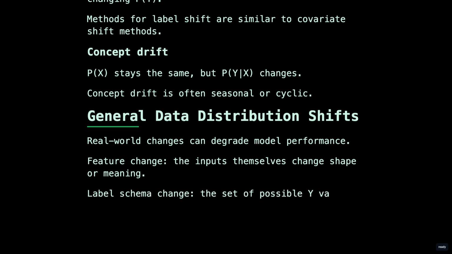Label schema change affects the output side of the task. The label set itself changes, so the meaning or structure of the targets changes too. That is different from ordinary label shift, where only the class frequencies move while the relationship between X and Y stays the same.